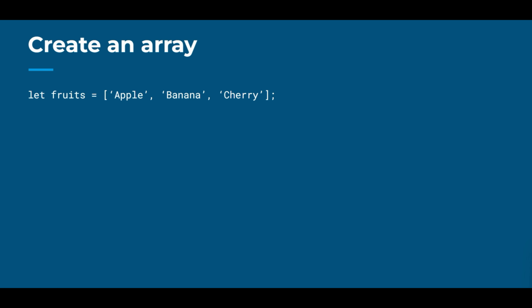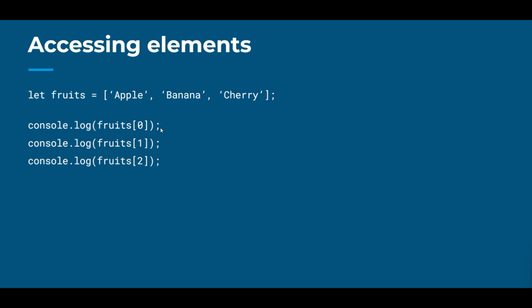After creating an array, we need to access the element. In order to access them, we have to keep in mind that each element starts with an index number 0. So apple has index number 0, banana has index number 1, and cherry has index number 2. To access the element, we have to use fruit, and inside the square bracket, we need to add an index number. The first statement has index number 0, so it will log apple in the console. Likewise, the second statement has index number 1, so it will log banana. And finally, the third statement has index number 2, so it will log cherry.